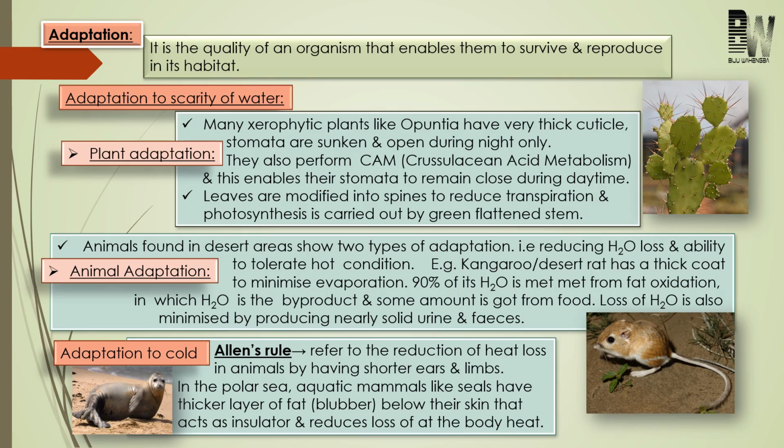So this kangaroo rat can reduce water loss. Not only that, they can also tolerate hot condition. The kangaroo rat gets water from fat oxidation. During fat oxidation, definitely water will be released, and this water can be used by kangaroo rat. Not only this, they can also minimize water loss by producing nearly solid urine as well as fecal matter. And in addition to this, they have thick skin, or thick coat, to minimize water loss. So these are different characters which are present in kangaroo rat so that they can easily adapt to those areas where there is scarcity of water.